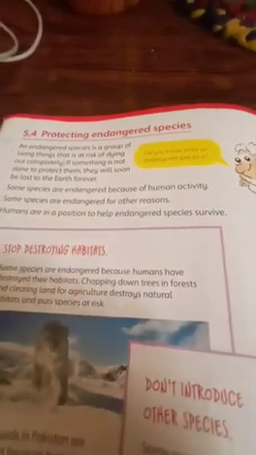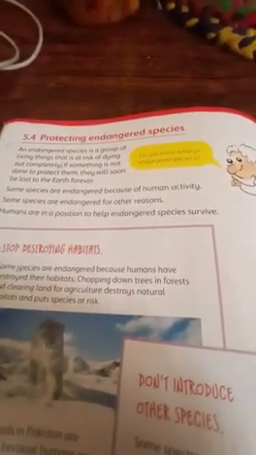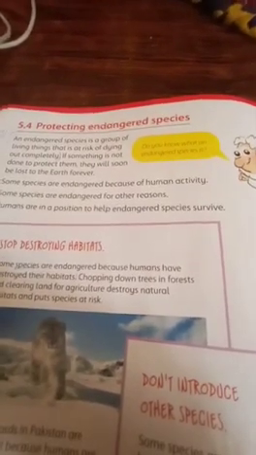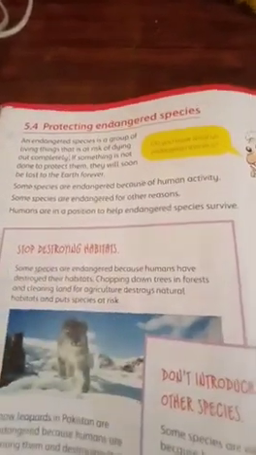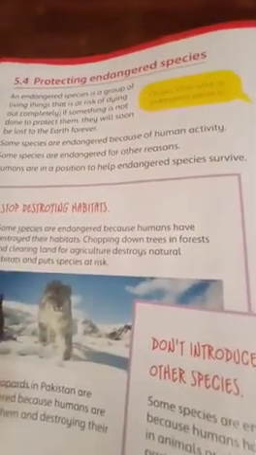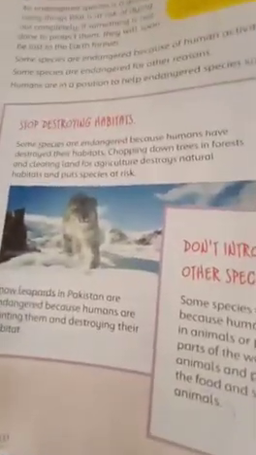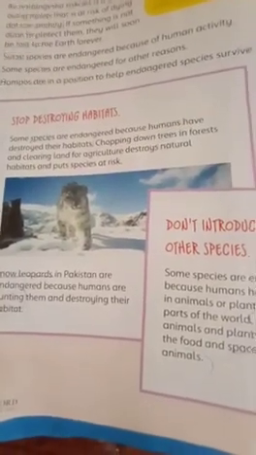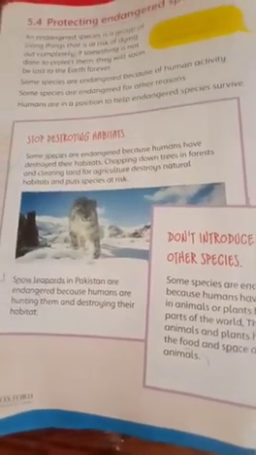Here we'll come across some endangered species. Endangered species is a group of living things that is at risk of dying. There are many types of species we can come across. Here is a picture of a snow leopard in Pakistan. It is endangered because humans are hunting it and destroying it.